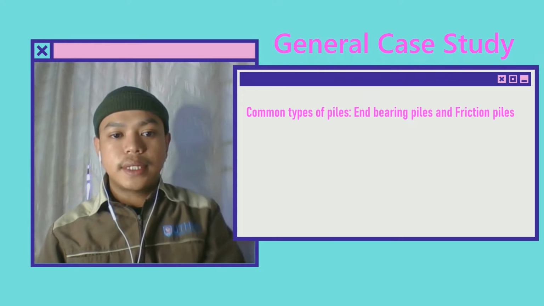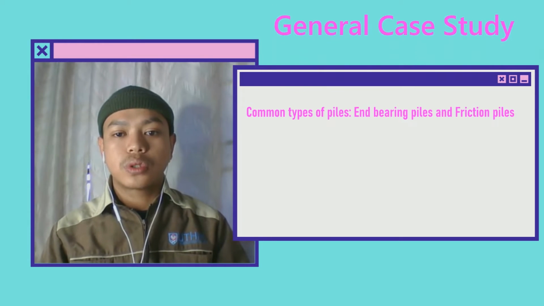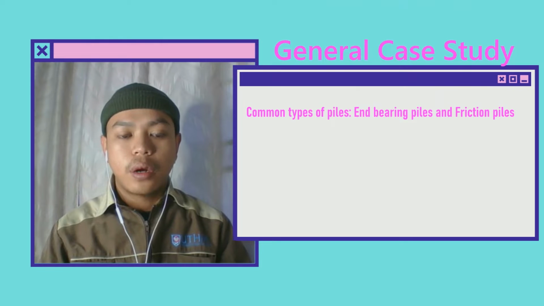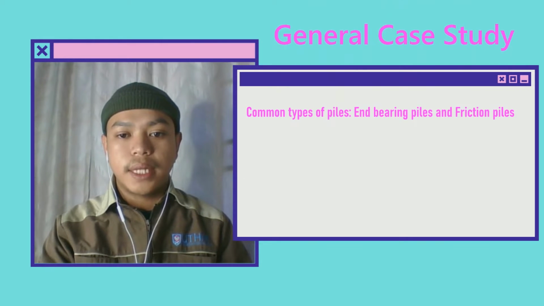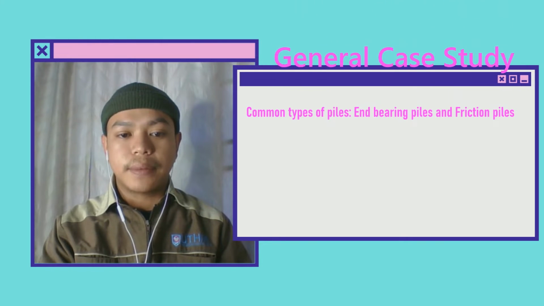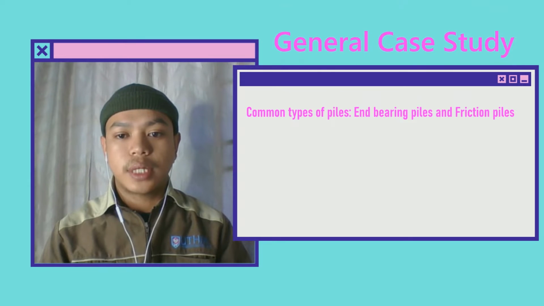For the case study of static load test, the purpose of a pile is to transport a structural load into the ground without the risk of shear collapse or excessive settlement. End bearing piles and friction piles are the two most common types of pile. One approach for measuring a pile's load carrying capacity is to do a static load test.